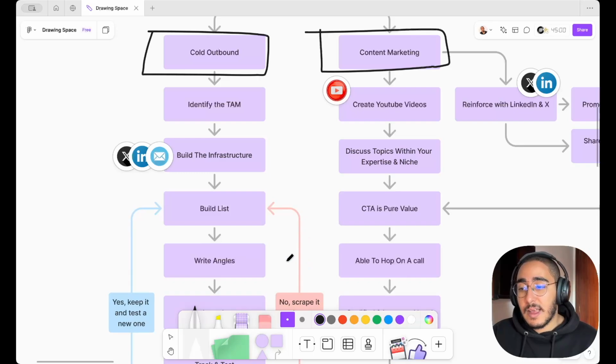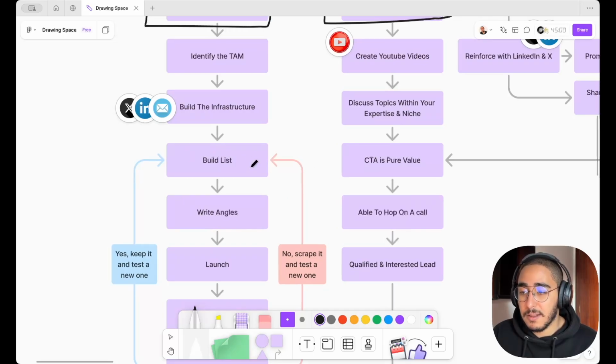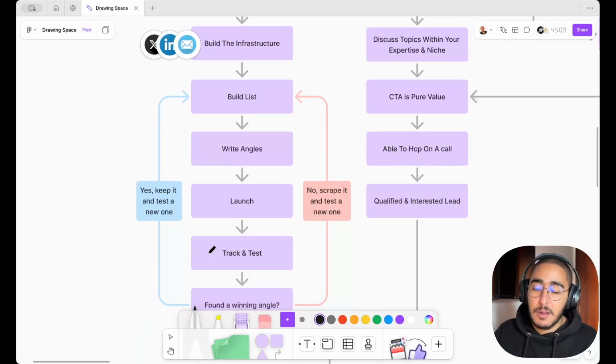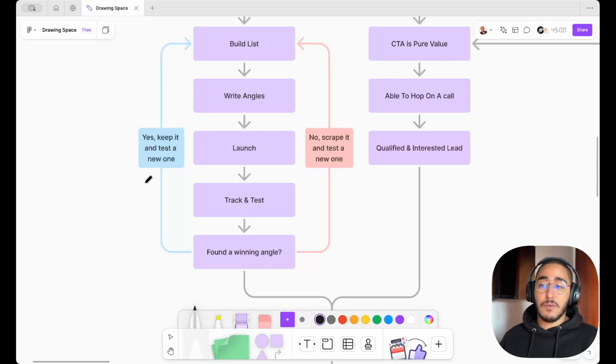So we only write the angles after the list, because we don't want to write a cold email sequence, a LinkedIn DM sequence, or a Twitter DM sequence that won't be relevant to the list. That's why we build the list, then write the angles, and once we launch the campaigns, we track and test. We keep rigorous tracking. No fancy tools, we just stick to Google Sheets. We track the winning messaging with the winning pain points if we're targeting different pain points, and the winning copy. Based on that, if we find a winning angle, then we keep it and A/B test it with another one.